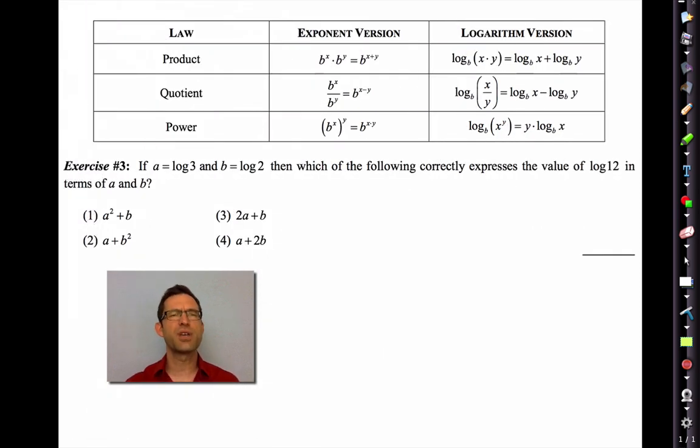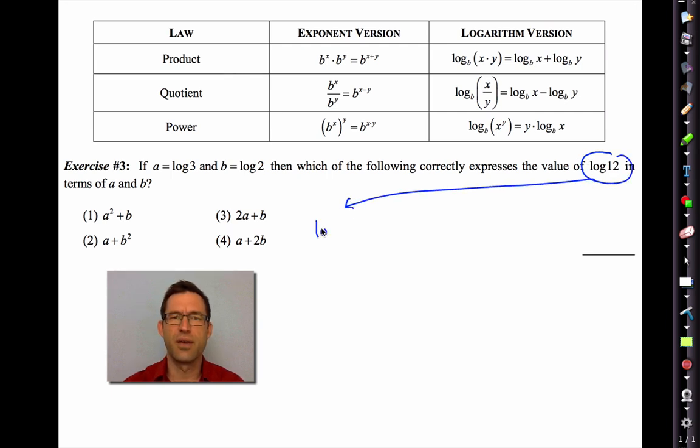Okay, exercise number 3. If a is equal to the log of 3 and b is equal to the log of 2, then which of the following correctly expresses the value of the log of 12 in terms of a and b? All right, let's bring this guy down here. Let's start with this. Take a look at all the log laws. Every single log law deals with either a product, a quotient, or a power inside of here. Now right now all I have is 12.